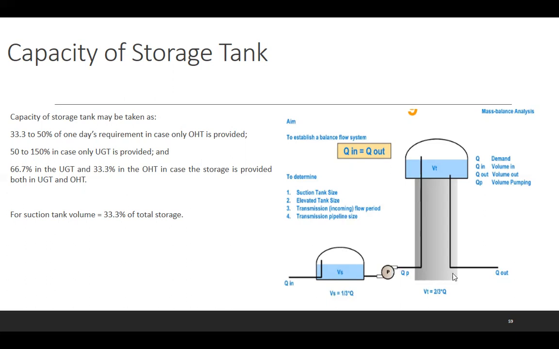Tapos yan, yung flow. So, ang purpose nito is kung ang target mo lang is overhead. Ito is backup lang. Okay? So, for underground lang, ito naman capacity mo. 50 to 150% in case UGT is provided. Bakit kulang? Asan yung 50? This is supply na to.